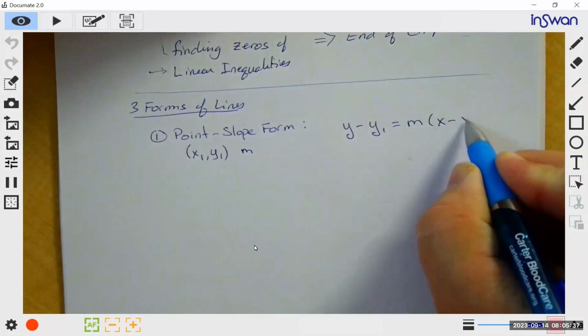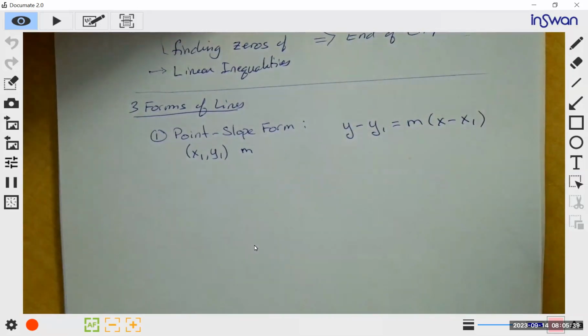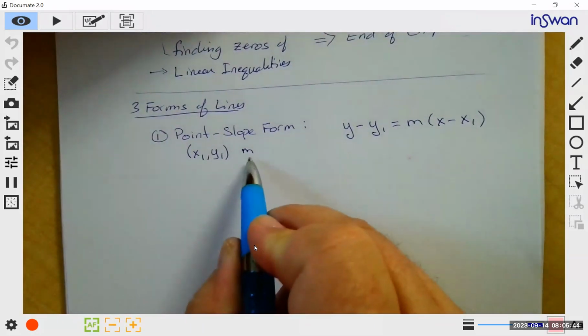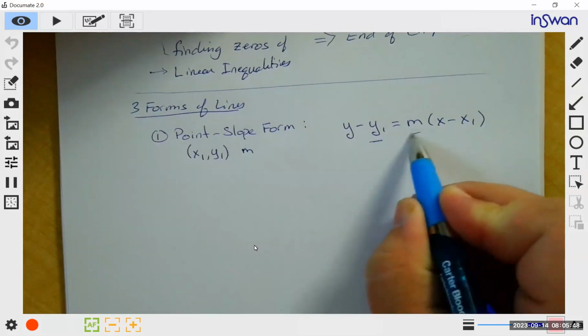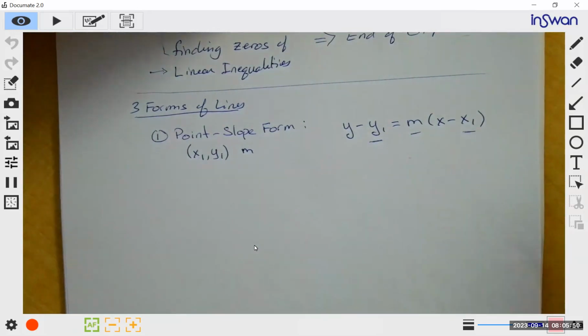And here it is. So if I give you a point and a slope, and I ask you to put it in point slope form, all you have to do is enter these three numbers and you're finished.